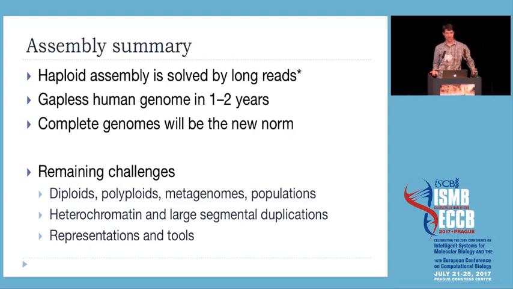So the remaining challenges for me, I don't want to be out of a job now that assembly is kind of obsoleted. Luckily, there are still diploid genomes, polyploid genomes, metagenomes, populations like tumors and so on. These are still very difficult assembly problems that the long reads themselves don't solve. And so getting through the heterochromatin and large segdups in the human is still a challenge.